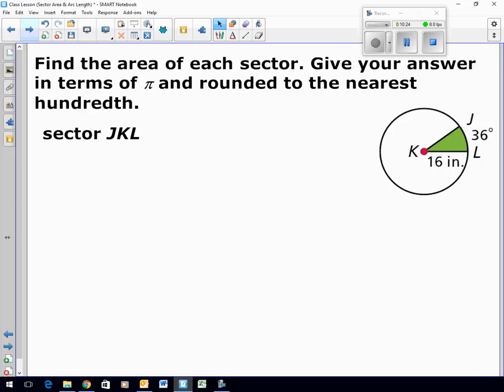All right, here we go. Find the area of each sector. Give your answer in terms of pi. Round to the nearest hundredth. Take 2 minutes. Set up the problem. I will do it in just a second. Take 2 minutes and set it up.